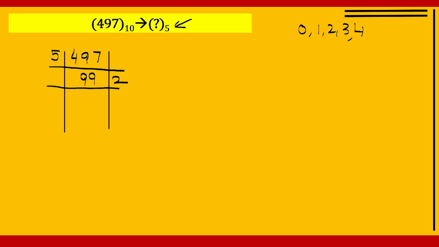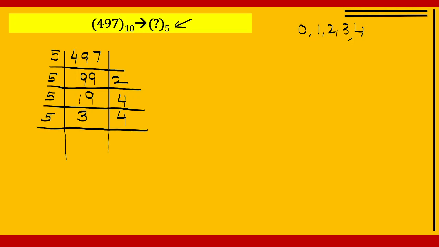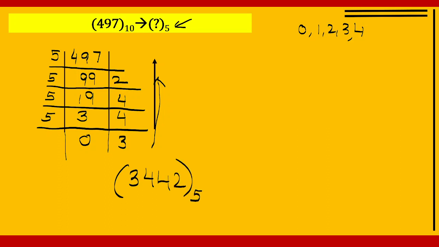Now we will divide our quotient 99 by 5 again, and this time my quotient will be 19 and remainder will be 4. Now I will divide 19 again by 5 and my quotient will be 3 and my remainder will be 4. And I will divide this 3 by 5 again, and this time my quotient will become 0 and my remainder will become 3. So reading all these numbers from bottom to top, I will have the answer 3, 4, 4, 2. But remember that this time your base is 5.